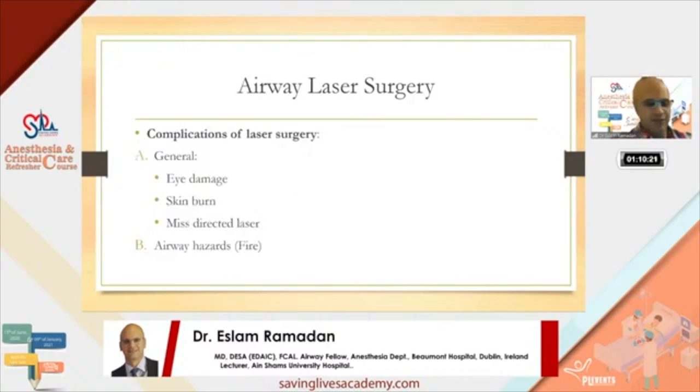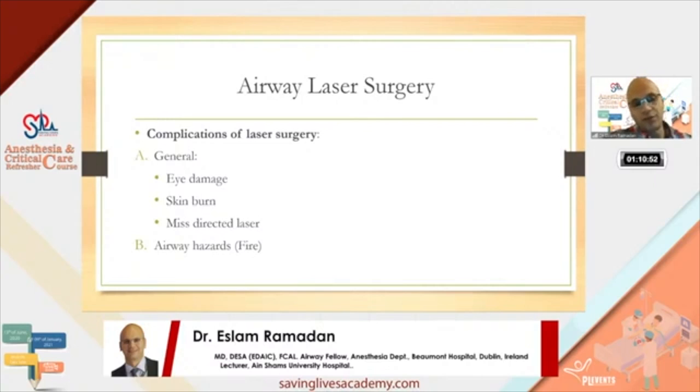And the complications, which are very important in this topic of laser, we can divide into general complications and airway hazards or airway fire. So the general complication is eye damage. That's why all the staff in the theater should wear specialized goggles according to the type of laser used. And the patient himself, you have to tape and pad his eyes, and sometimes put goggles on his eyes.